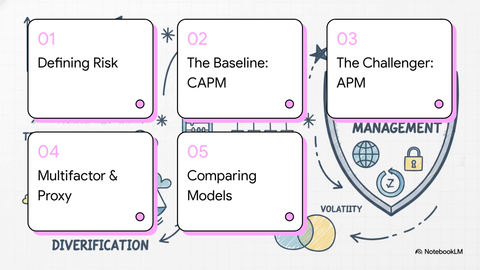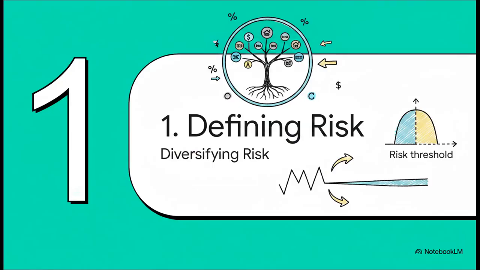Here's our clear, step-by-step roadmap for today. We're going to start by defining and diversifying risk, then hit the capital asset pricing model, move on to the arbitrage pricing model, check out multi-factor and proxy models, and finally, compare them all to see how they stack up. All right, part one, defining and diversifying risk.